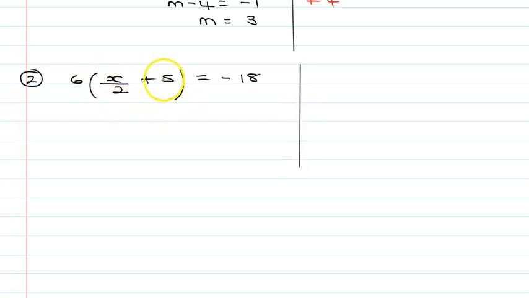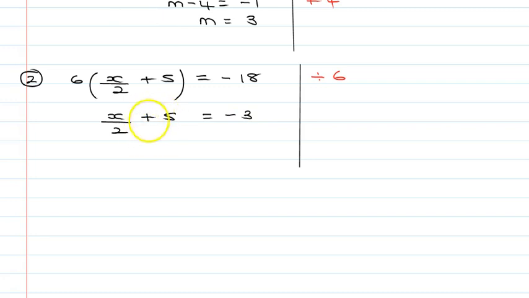Everything here is in the bracket, and I've got it multiplying by 6. So I'm going to divide by 6 first to both sides. On the left-hand side, if I divide through by 6, I'm left with that. And then on the right, minus 18 divided by 6 is minus 3.